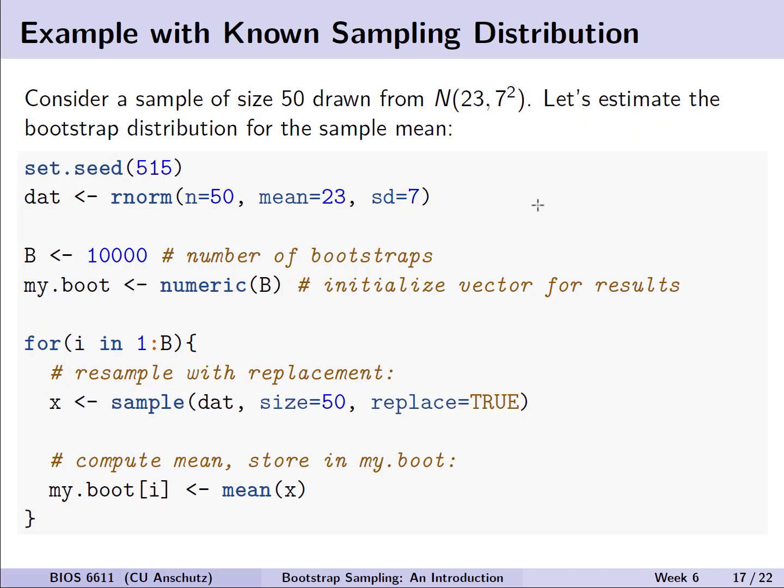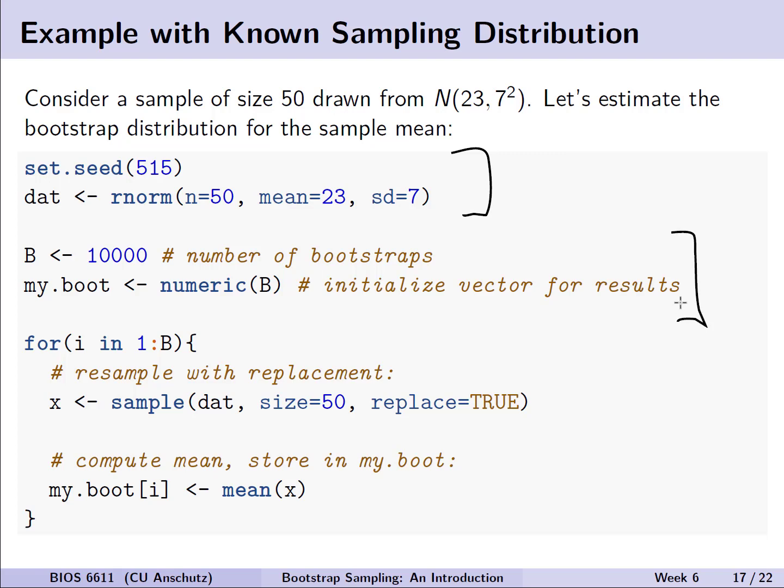As an example, let's, in this lecture set, look at a case where we know the sampling distribution. So we're going to simulate a size 50 draw from a normal distribution with mean 23 and variance 49. Let's estimate then the bootstrap distribution for the sample mean, which we also know should be approximately normal. So as we always do, we're going to start by setting our seed for reproducibility, and we'll generate that random normal sample of 50 observations.